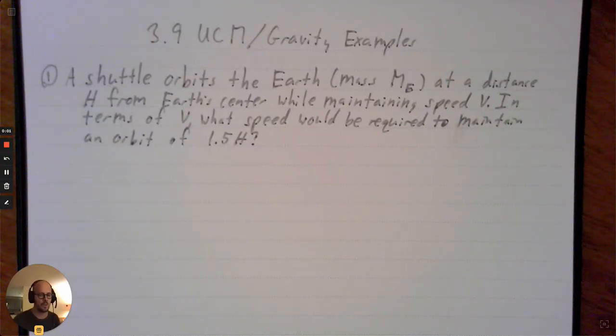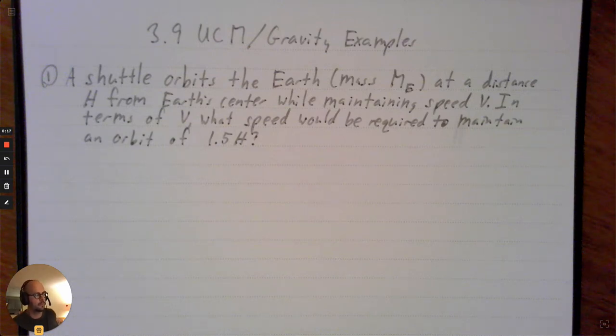Hey folks, I'm going to solve a couple problems involving orbital motion, so circular motion and gravity combined. First one I would regard as like an essential problem. The second one is kind of more of a curiosity, so you are welcome to tune out after the first example or watch the whole thing.